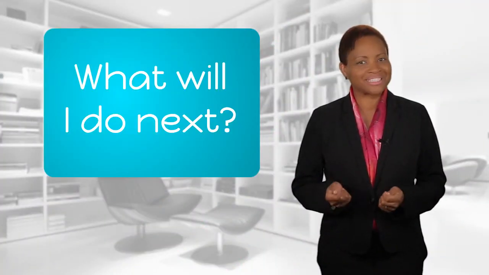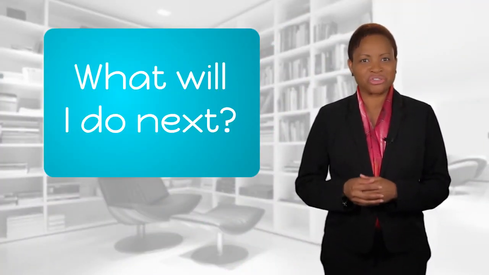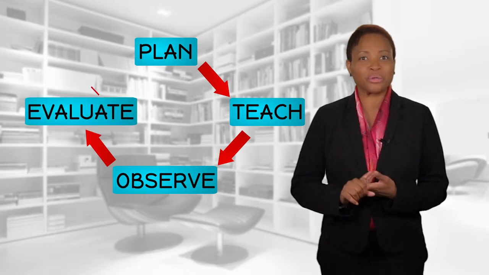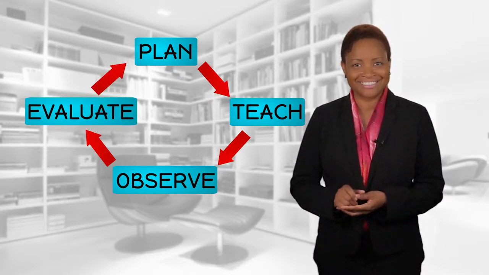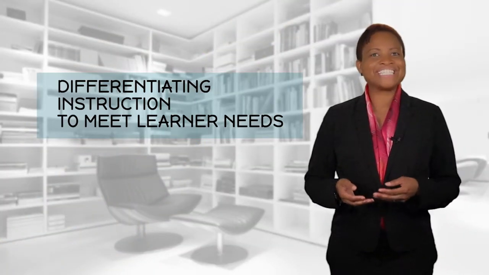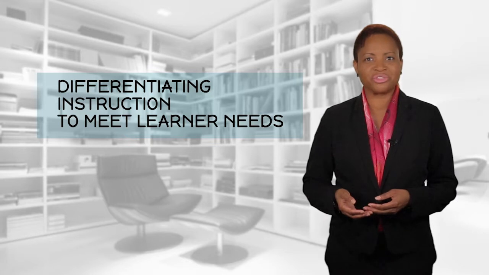What will I do next? Differentiated instruction is a continuous cycle. You plan, teach, observe, evaluate performance, and plan again to meet the needs of each learner. Although the learners in your classroom are diverse, never underestimate the potential for growth.